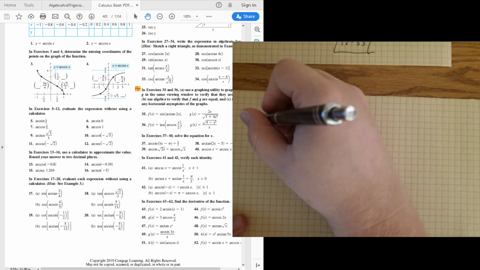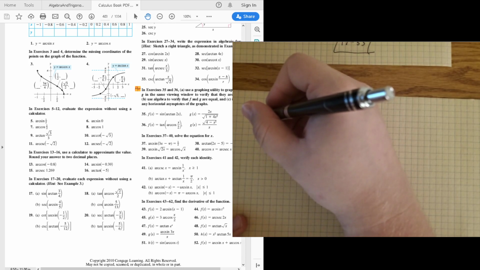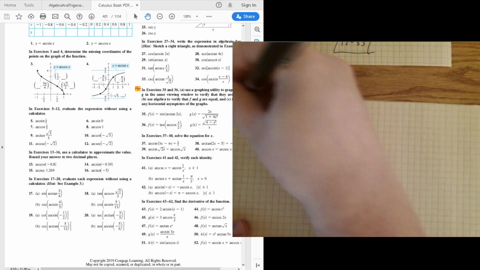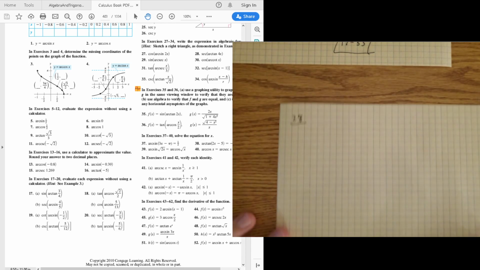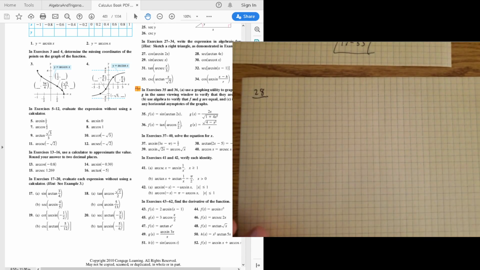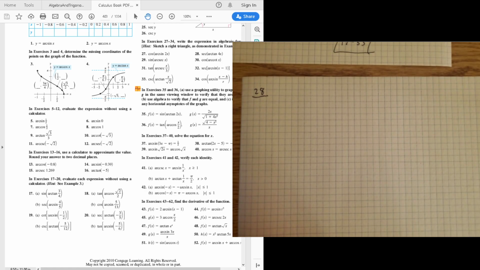Actually, instead of doing 20, I might do 27. Or 28, I should say. Because we haven't done one like that yet, and I don't want to skip one of those, because those are pretty tough if you don't know what you're doing. So let's take a look.